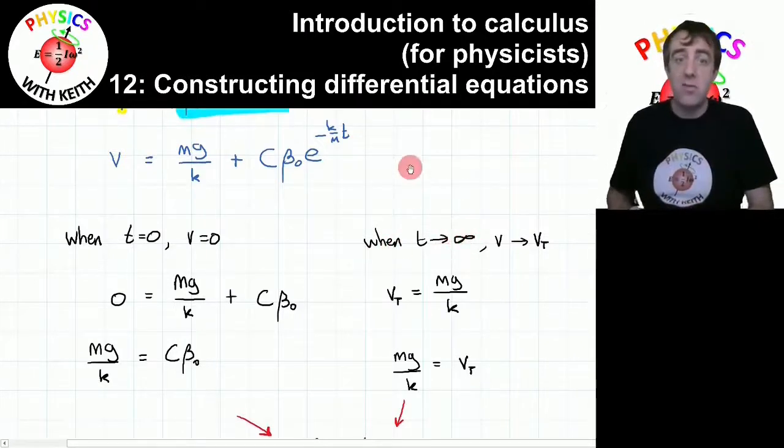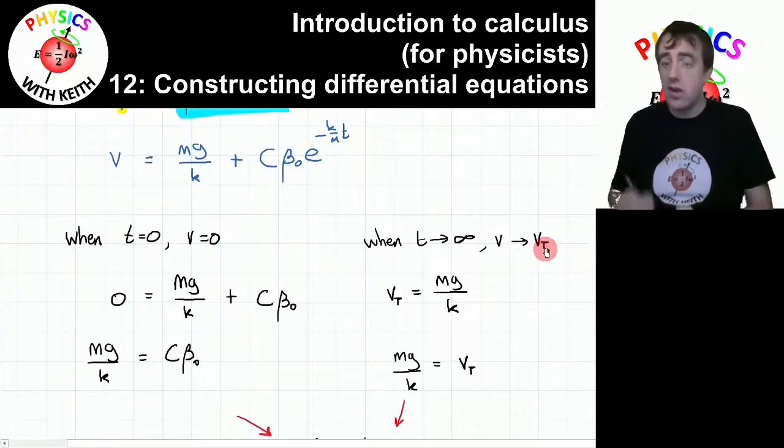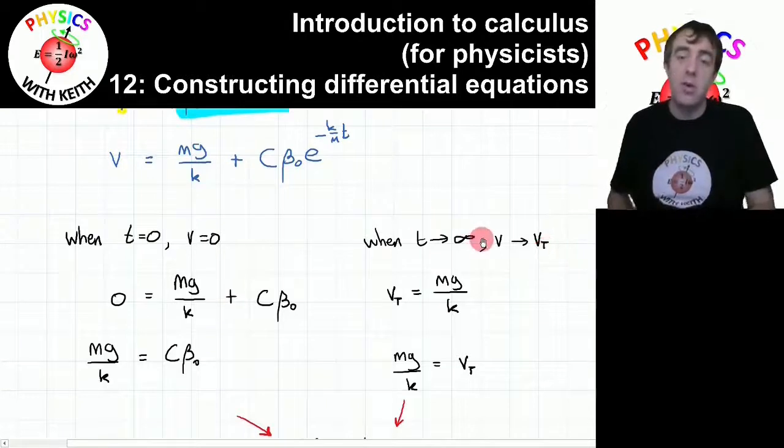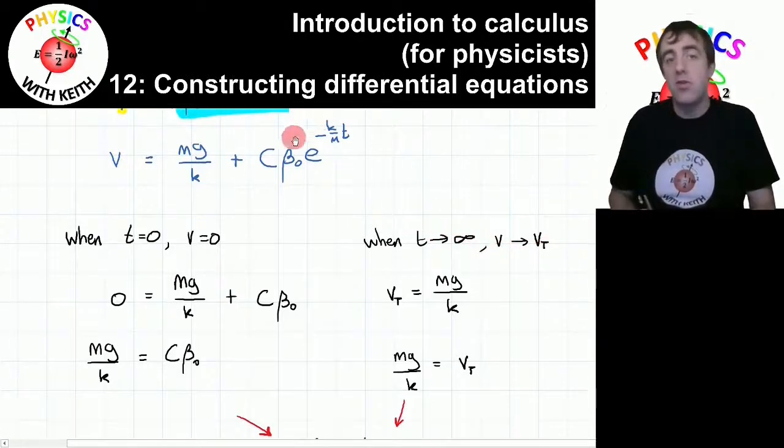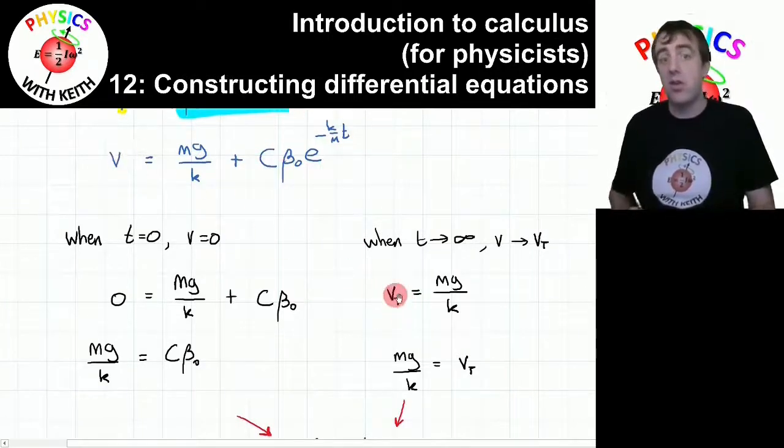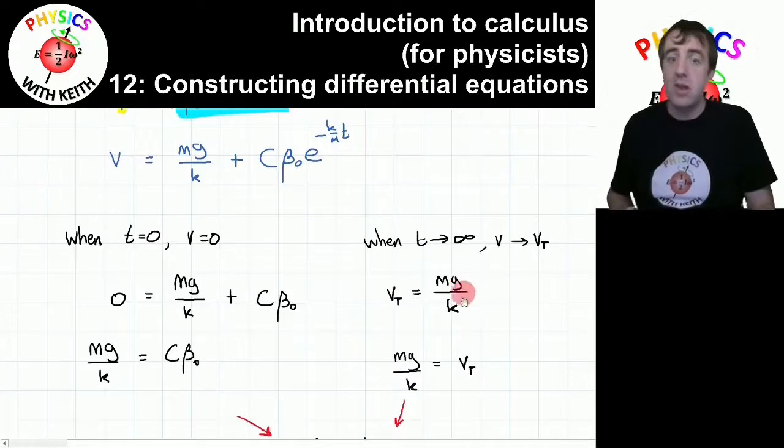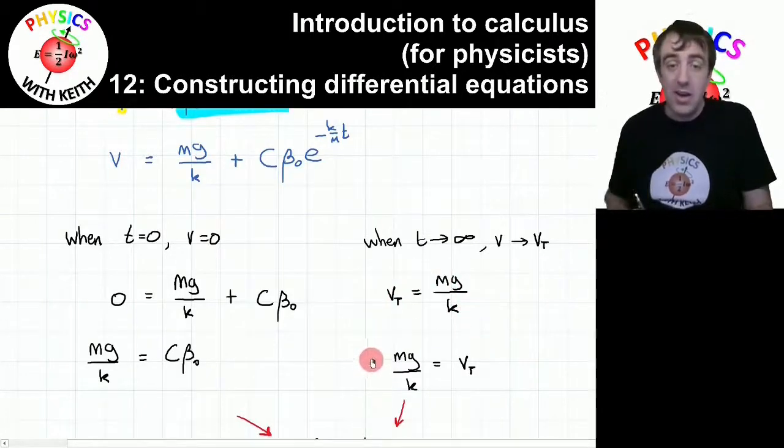So as t approaches infinity, we want the velocity to approach the terminal velocity, whatever that is. But as t approaches infinity, this term approaches 0. And so as this term approaches 0, the velocity, which is now the terminal velocity, approaches mg over k. We can rearrange that, but I don't need to. I can just swap it around. So mg over k is equal to vt, the terminal velocity.